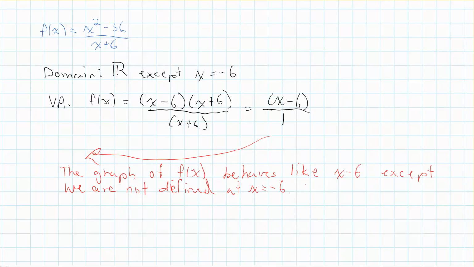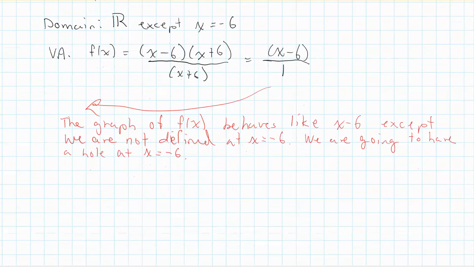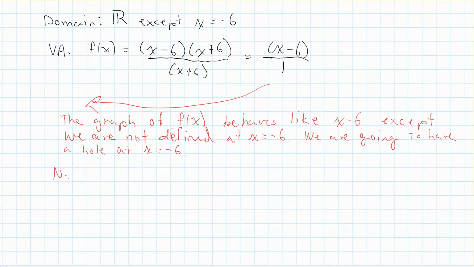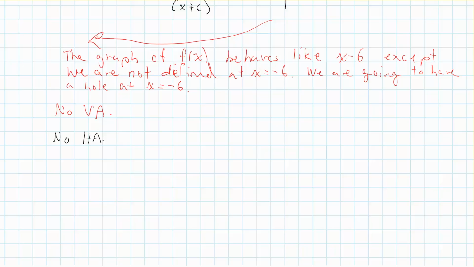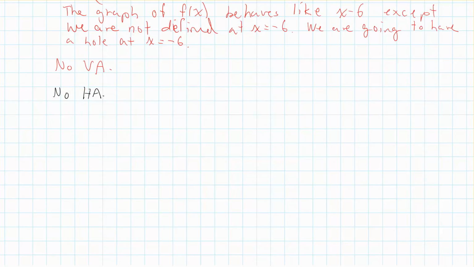We are going to have a hole at x equals negative 6. All right. So there's no vertical asymptotes. And we can also see if the graph behaves like x minus 6, there's also no horizontal asymptotes. And with x minus 6, there's not really a need to find the x and y intercepts, because I already know what that graph is going to look like. That's just a straight line.